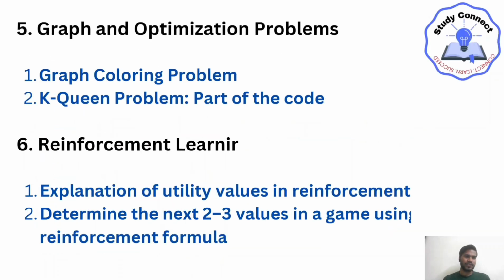Coming to the next topic, graph and optimization problems. Graph coloring problems can be asked. Graph coloring code can be asked. For the K-queen problem, part of the code can be asked, because K-queen is a big problem, so the whole code will not be asked in the examination. Only a part of the code can be asked. And reinforcement learning: few basic definitions can be asked, explanation of utility values in reinforcement learning, and determination of the next two, three values in a game using the reinforcement formula, which we already know.